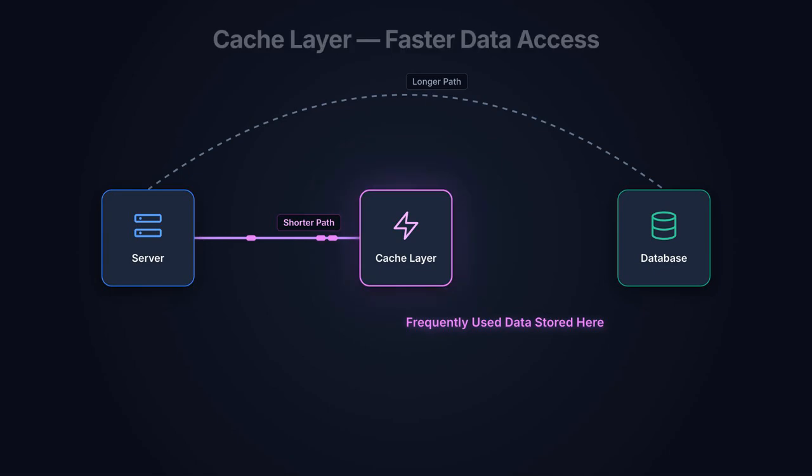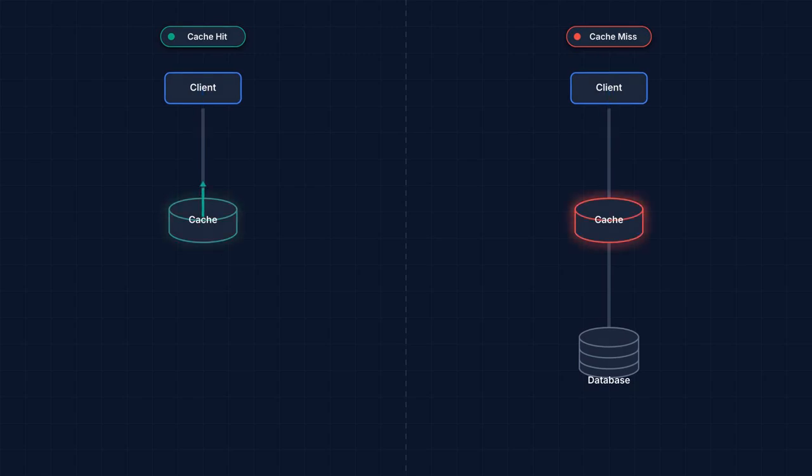Instead of going to the database every time, the server checks the cache first. If the data is found in the cache, it's called a cache hit. And the response is very fast. If the data is not in the cache, it's a cache miss. The server fetches it from the database and stores it in the cache for next time.